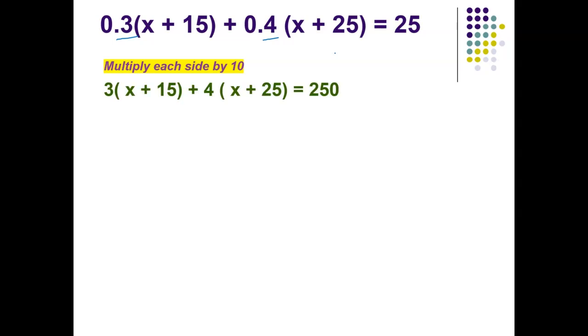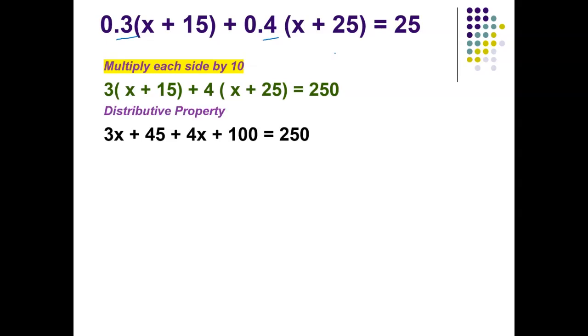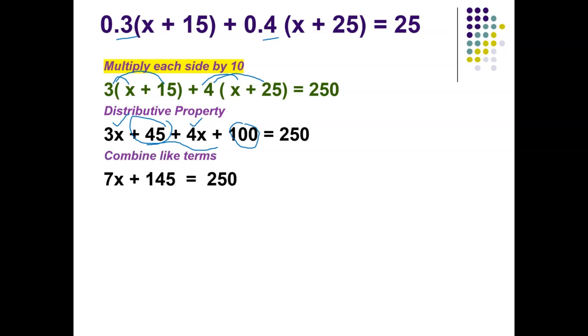So if I multiply by 10, I'm getting 3 times (x + 15) plus 4 times (x + 25) equals 25 times 10, which is 250. Now using the distributive property, this is what you're going to get: 3 times x, 3x. 3 times 15, 45. 4 times x, 4x. 4 times 25, 100. Now we'll combine the like terms right there: 100 and 45, and we'll combine 3x and 4x. So we will get 7x plus 145 equals 250.